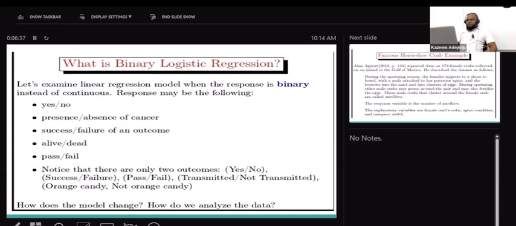But let me first walk you through an example of what the response variable can be. I'm focusing on binary logistic. The idea behind binary actually means two, which means the nature of the response variable is two. When you talk about response variable here, we're talking about outcome. Outcome has two possible natures. An example is what I'm presenting now.